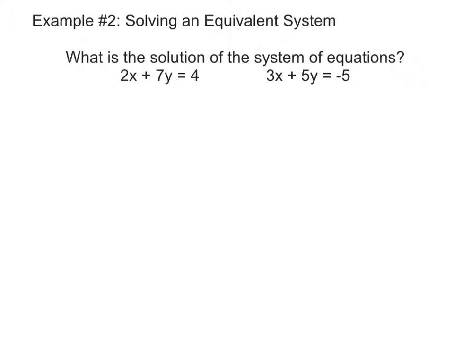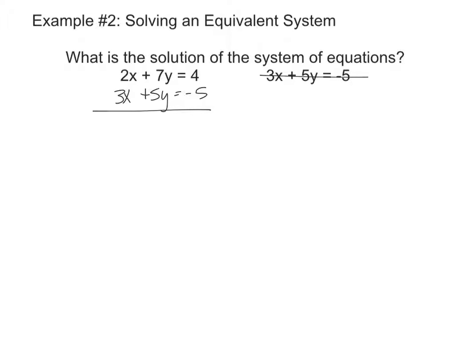All right, so in example 2, again, I should have these stacked, so I'm going to rewrite them to be stacked. So 3x plus 5y equals negative 5. And the reason why this example says equivalent system is because at first glance, neither variable in these equations can automatically be eliminated. No x can automatically be eliminated, nor the y. So we would have to force that to happen.